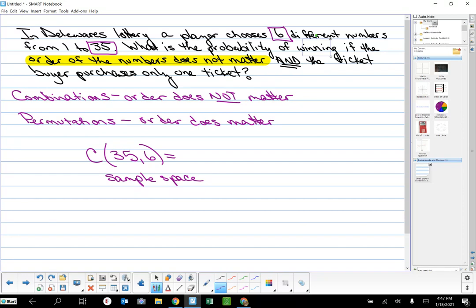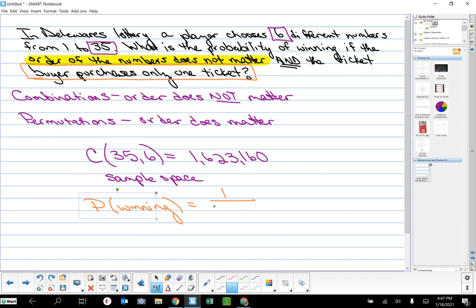Okay, so I already figured that out in Desmos, and that gives me 1,623,160. That's my sample space. Now, this piece of information is also important, that this person is buying only one ticket, because now the probability of them winning with that ticket, well, they're only buying one ticket, and the sample space is that. So this is the likelihood that they're going to win. 1 in over 1.6 million.